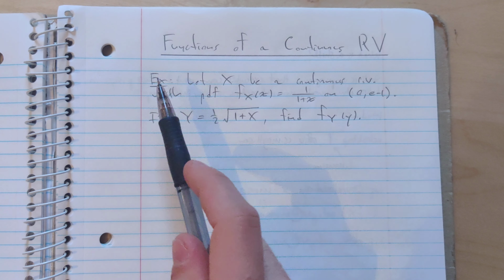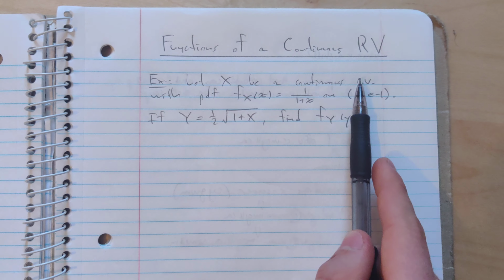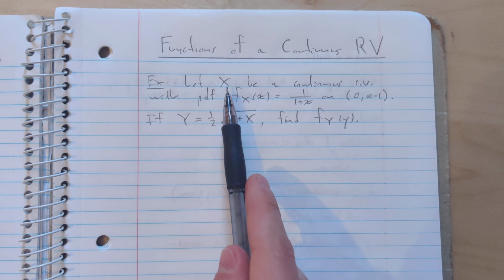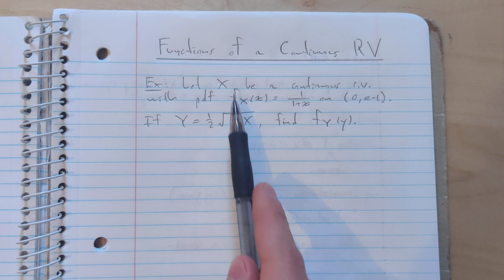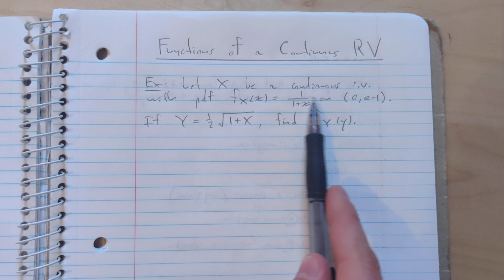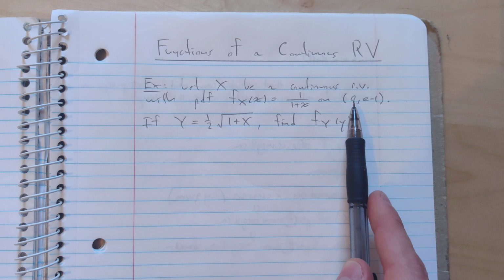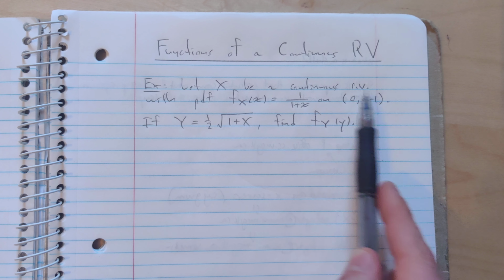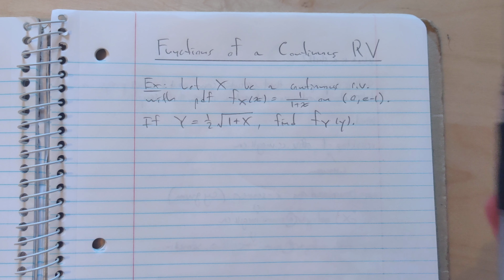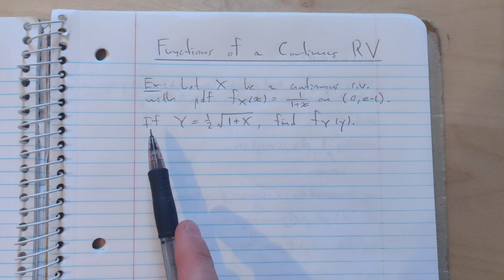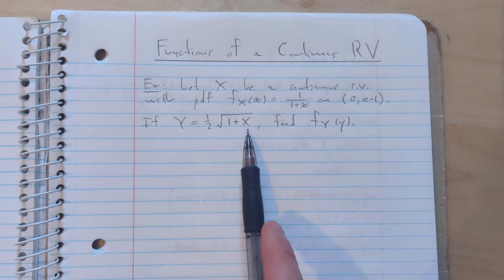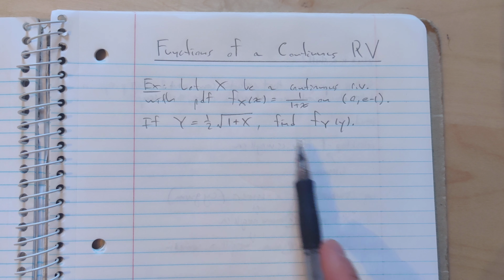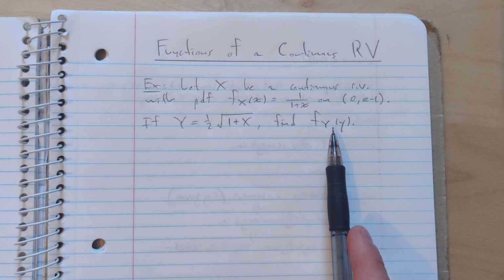So suppose that we have a continuous random variable, let's take this one, continuous random variable x, and suppose it has this PDF. This PDF is 1 over 1 plus x on the interval 0 to e minus 1. Take the open interval, or closed, it doesn't really make a difference. If you have another random variable y, which is defined in terms of x, in this case 1/2 square root of 1 plus x, let's find the PDF of y.